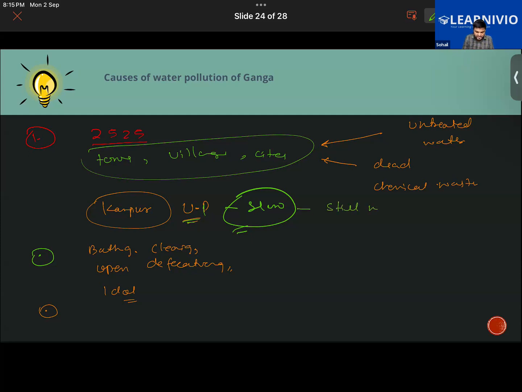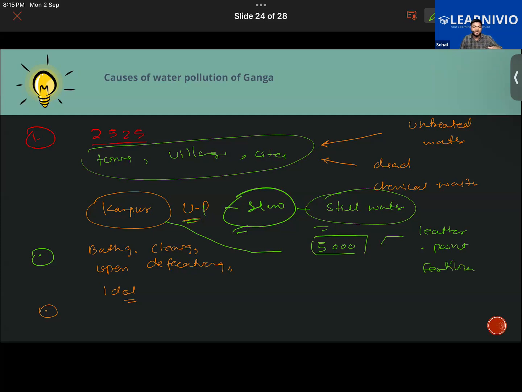The water will be still water. Furthermore, in Kanpur, we know that there are about 5,000 industries, including the leather industry, paint industry, and fertilizer industry. These industries release toxic waste into the river without treating it. All of this has led to pollution of the river Ganga.